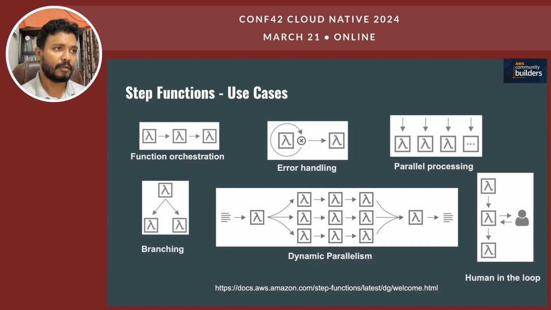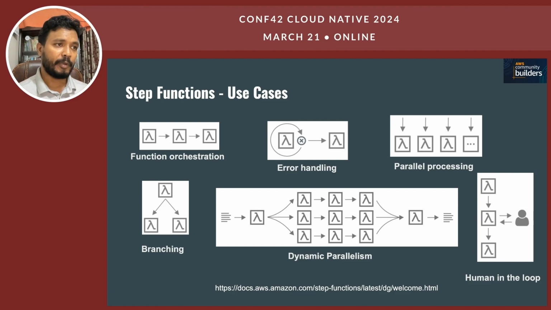There are other use cases: parallel processing, and dynamic parallelism with map state. For parallel processing, imagine converting a video file into different resolutions for various devices. The parallel state allows you to distribute this workload amongst multiple Lambda functions simultaneously, significantly speeding up the transcoding process compared to doing one resolution at a time.